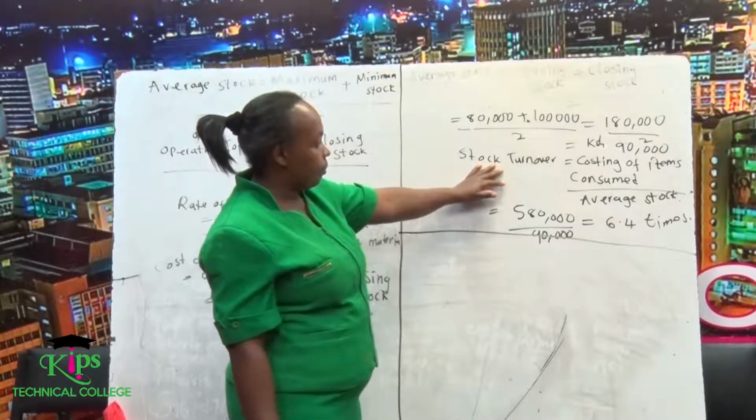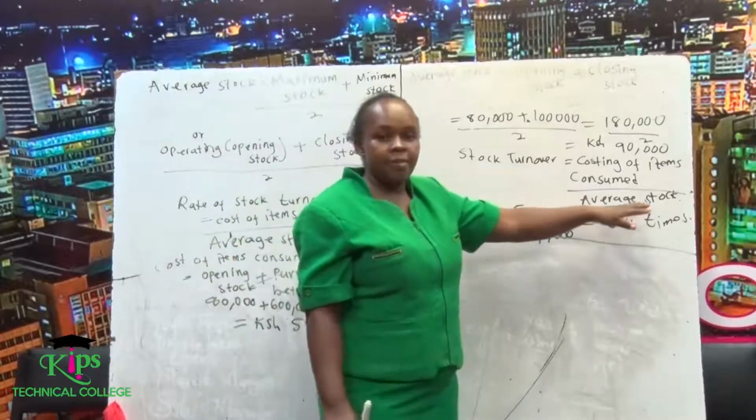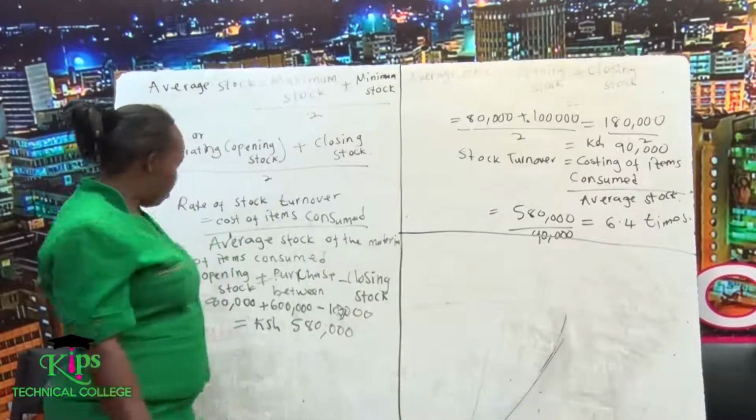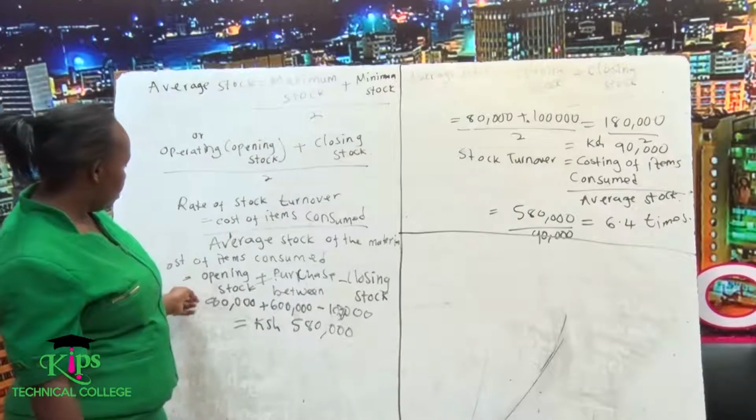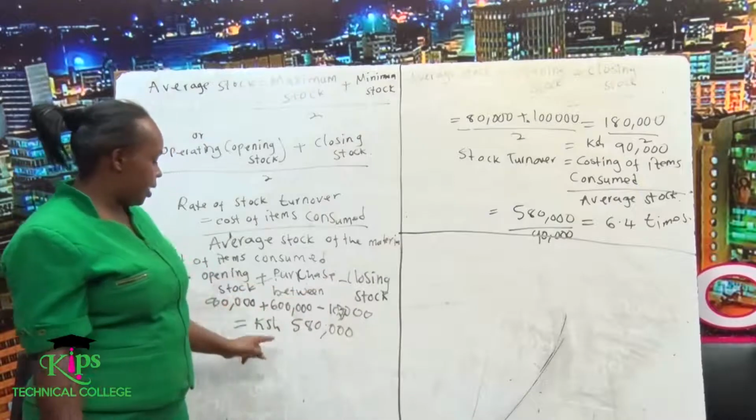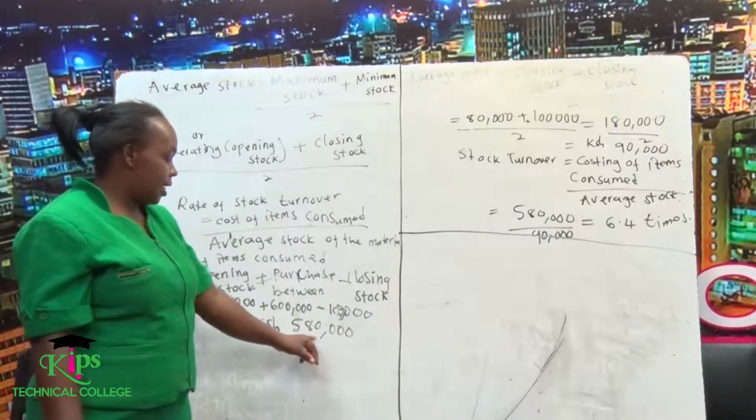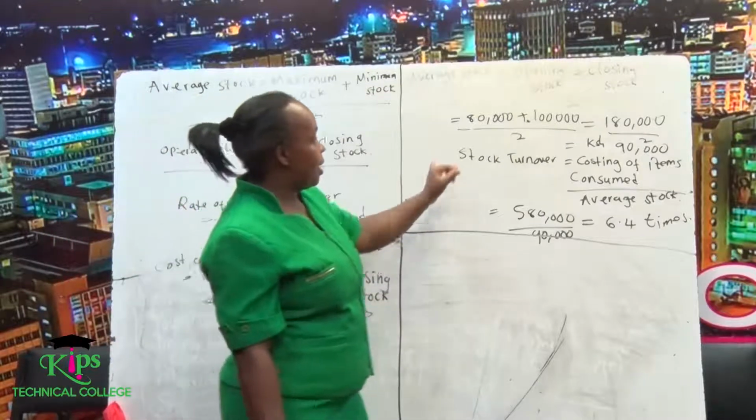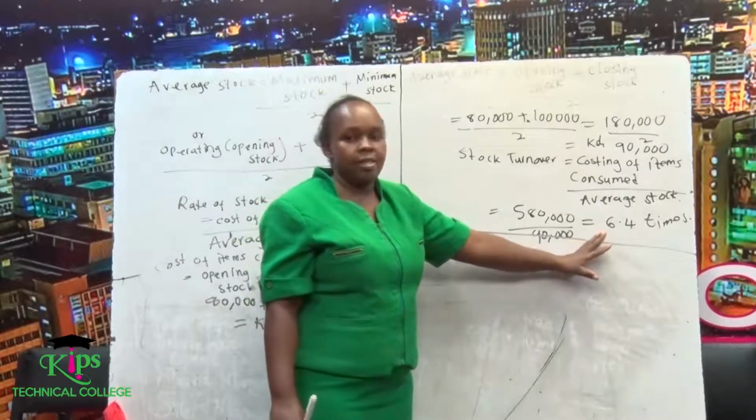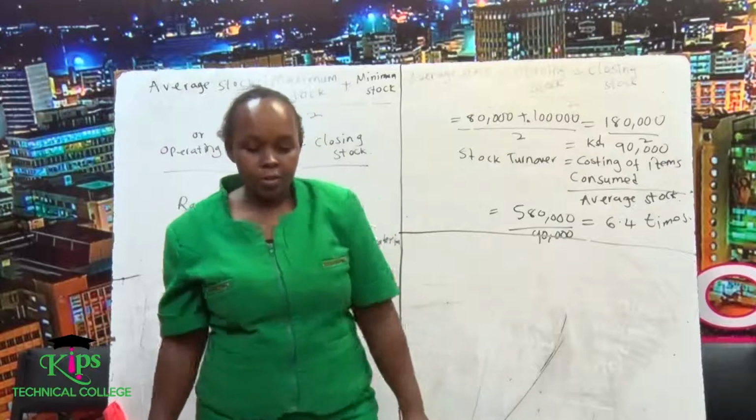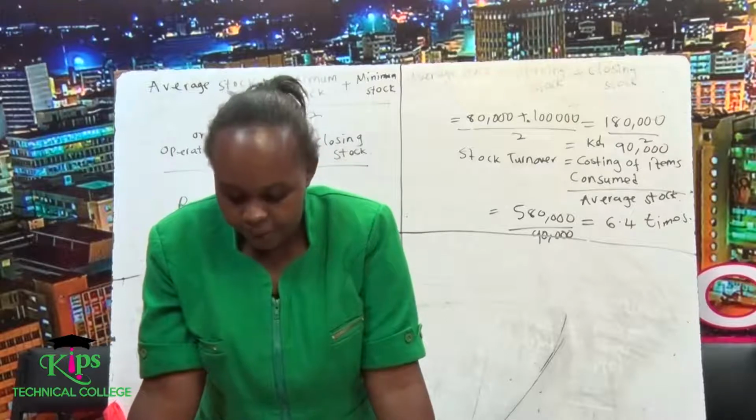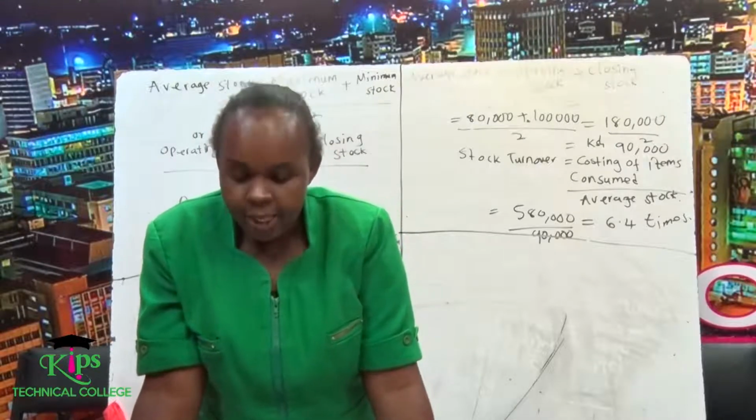Now, stock turnover will be cost of items consumed divided by average stock. The cost of items consumed, as we said, will be opening stock plus purchases between minus closing stock. After calculating, we have gotten 580,000 shillings. So, we divide by the average stock, which is 90,000. When you divide, it will be 6.4 times. So, that is the rate of stock turnover. This means that the stock turnover is 6.44 in the trading period.